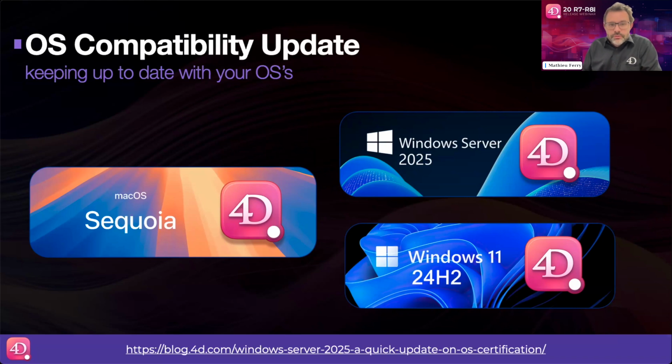For detailed information on which 4D versions are certified for specific Apple or Microsoft operating systems, please refer to the table we published on our blog post. It's the link below here. Just remember that 20R8 and 20.6 LTS are both certified for macOS 15 Sequoia and Windows Server 2025, as well as Windows 11 24H2. So that's it for this part.